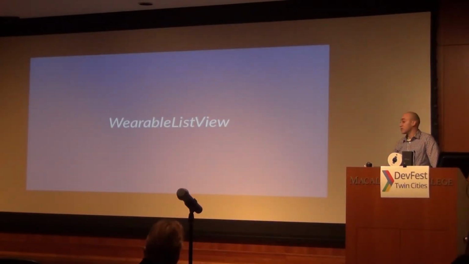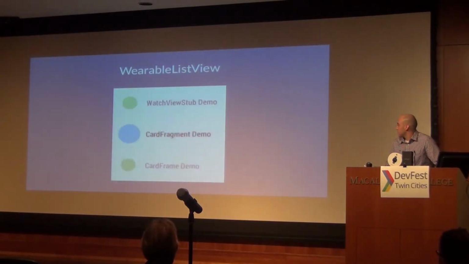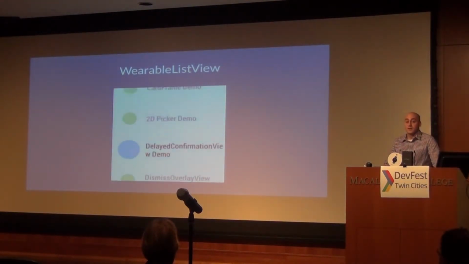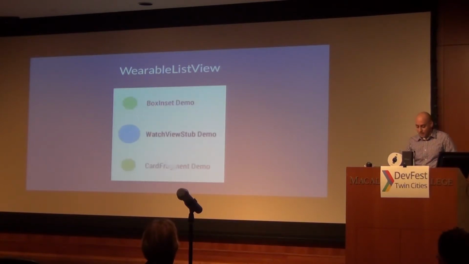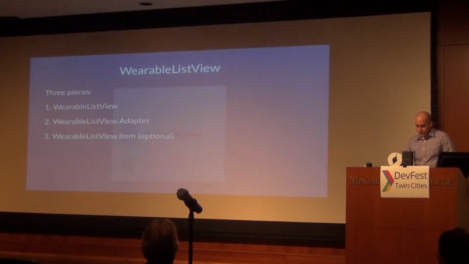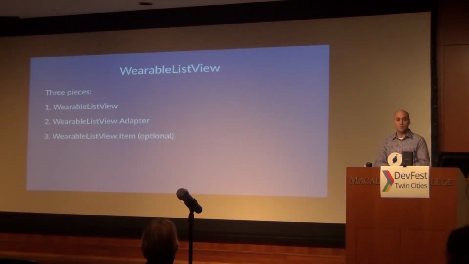So the support libraries include Wearable list view. So here's my example where I've used Wearable list view. You can do all the same stuff, so it's really nice. All right, so to implement this, there's three pieces. You have your Wearable list view, which you'll put in the layout. You'll have your adapter, which you implement to add the data and populate your views. And then if you want, you can implement this Wearable list view item interface.